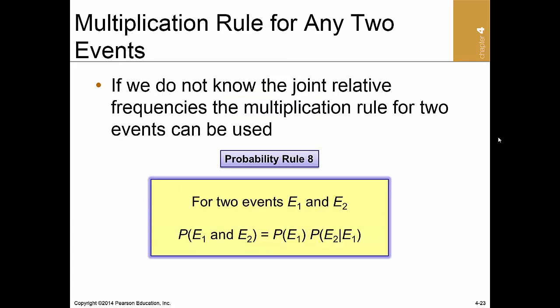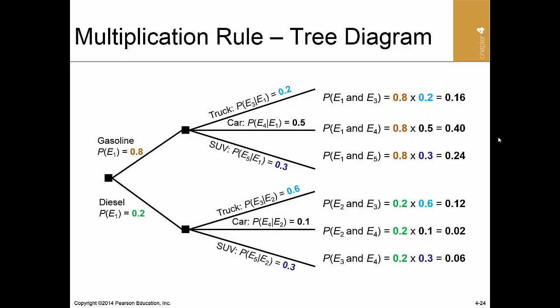We need to define the joint probability of two events in the discussion on addition of two events and in the discussion on conditional probability. We were able to find the probability of E1 and E2 simply by examining the joint relative frequency tables. However, we often need to find the probability of E1 and E2 when we do not know the joint relative frequencies. When this is the case, we can use the multiplication rule for two events. As we saw before, we can also utilize a tree diagram when using the multiplication rule. In this case, we would simply multiply each branch by the previous branch to obtain the experimental outcome.